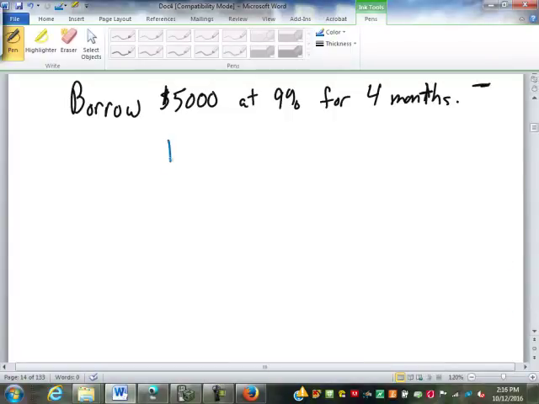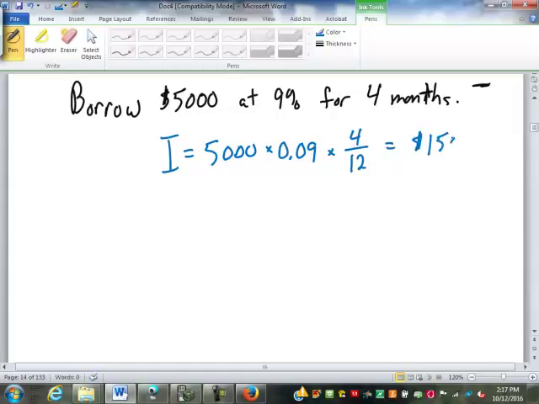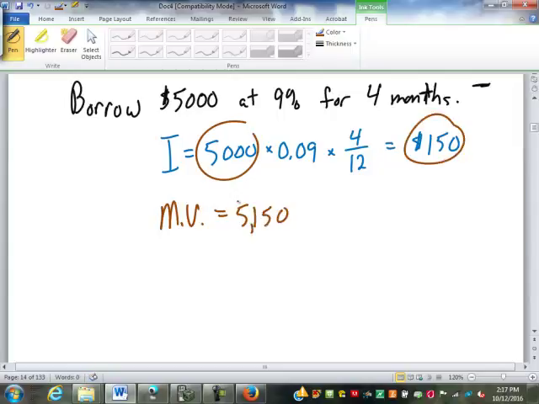So our first step is to find the interest. Principal of $5,000 times 9% becomes 0.09. 4 months would be 4/12 of a year. That comes out to be, what, $150 in interest? Perfect. So then what we would pay back is the maturity value, 5,000 plus 150, 5,150.